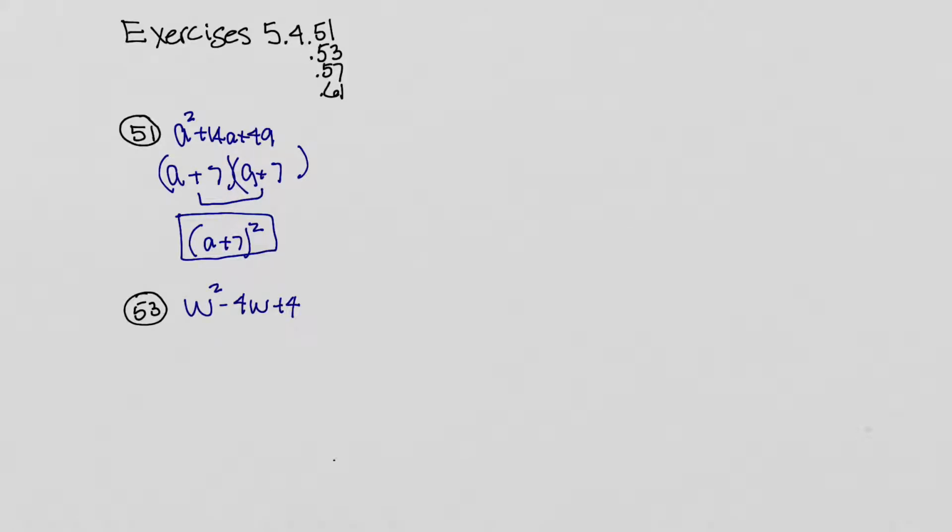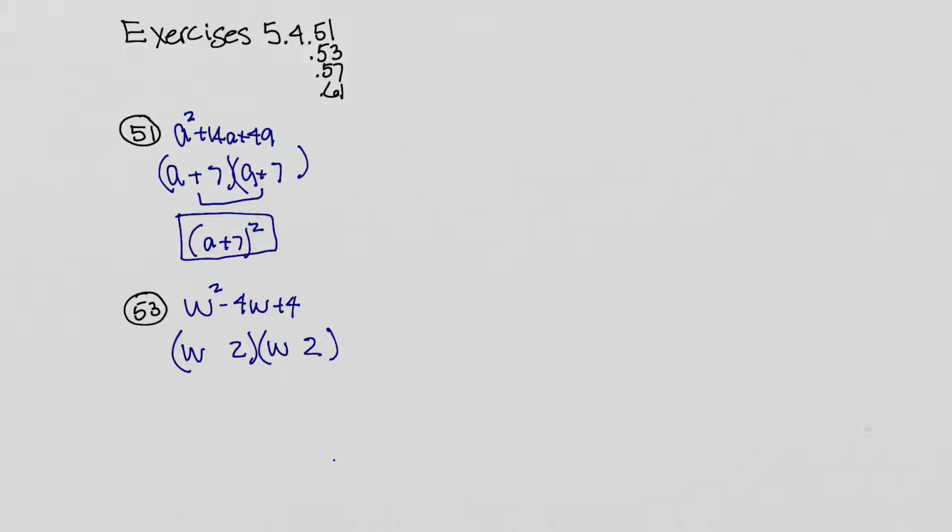In 53, I'm just going to factor this as if it were a normal trinomial. I'm going to get my parentheses. How about a W and a W? And to get this 4, I'm going to use a 2 and a 2. A 2 and a 2, I can get a 4. I'm not going to use a 4 and a 1. So I'm going to use a 2 and a 2.